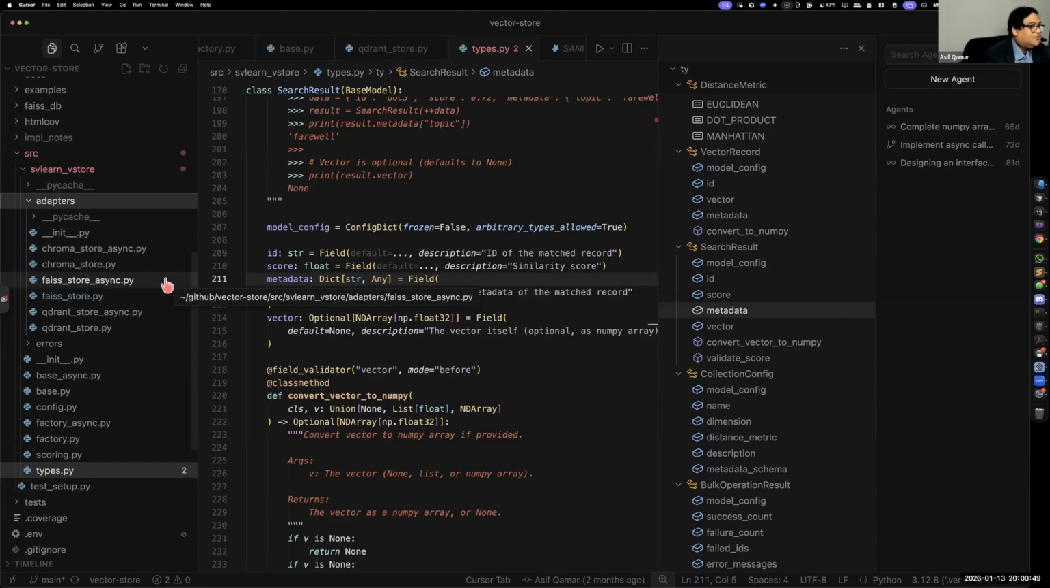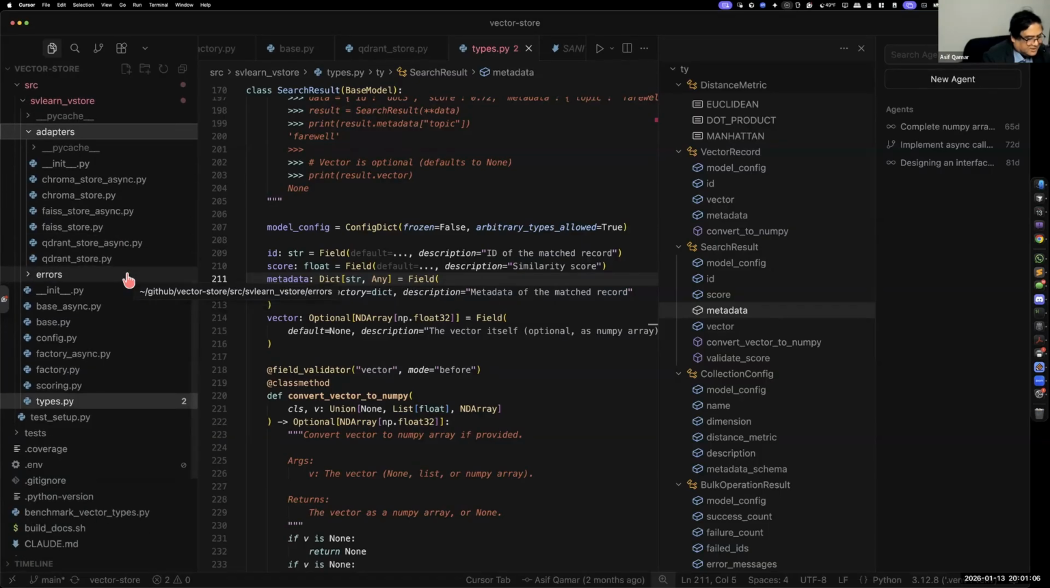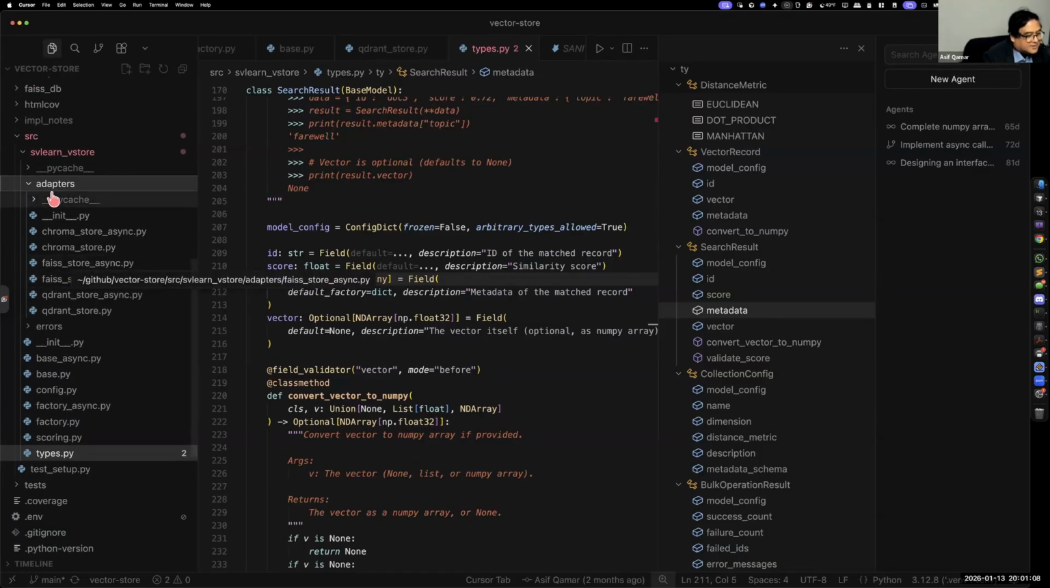FAISS. Can you deconstruct the acronym? What could it mean? Facebook AI Semantic Search, right? That's that. Qdrant is very popular. We love it. ChromaDB is another very popular one. We really like it.